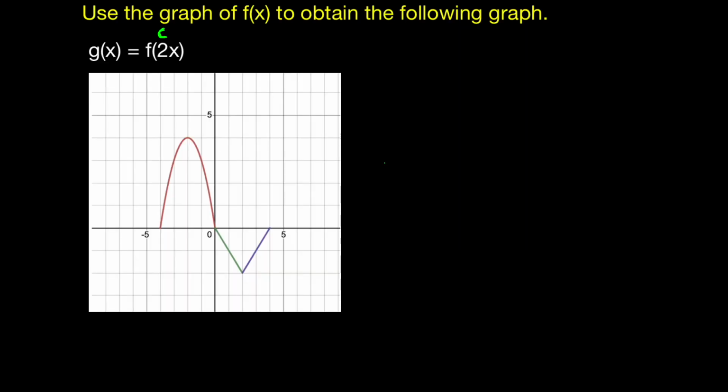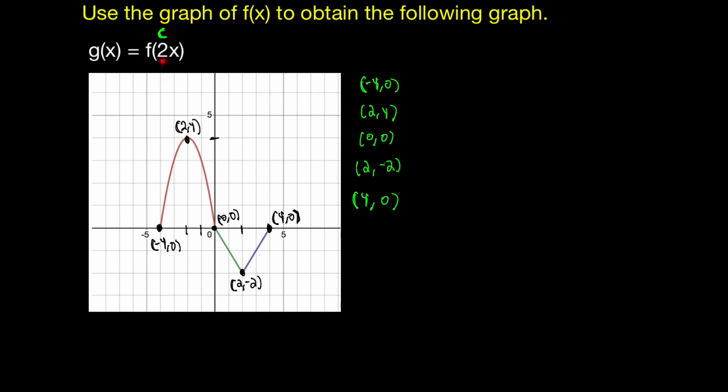Let me begin by grabbing key points of this graph. So here I have the coordinate -4, 0. On the top here I have the coordinate 2, 4. I also have the origin, which is 0, 0. This edge on the bottom, we have it at 2, -2. And then the last intercept here is going to be at 4, 0.